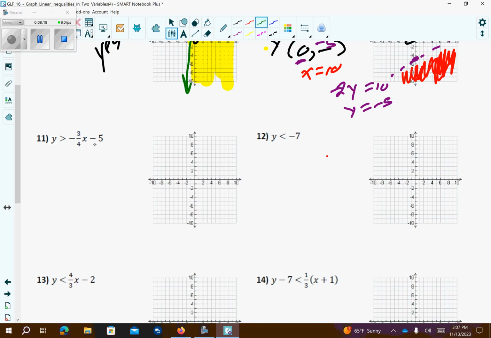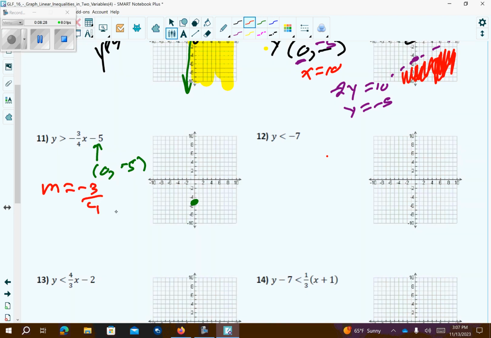Number 11, we know our y-intercept is 0, negative 5, which is down here. And we have a slope of negative 3 over 4. So I'm going to go down 3, right 4. This is a dotted line because I don't have the equal sign. We're going to use our test of 0, 0. Plug it in. 0 is greater than 3/4 times 0 is 0, so 0 minus 5. Is 0 greater than negative 5? Is it further to the right on the number line? Yeah, this is true. So that means you shade the region up here.